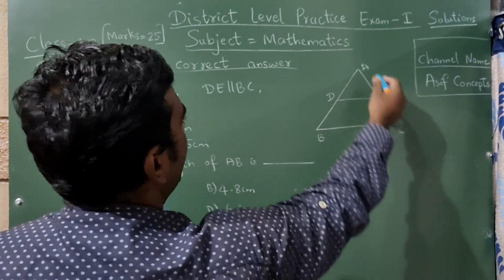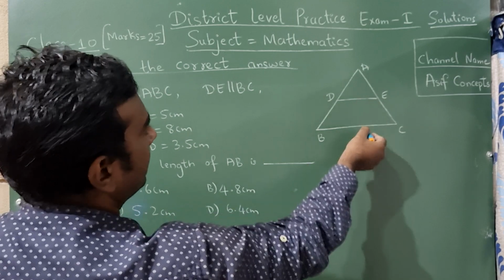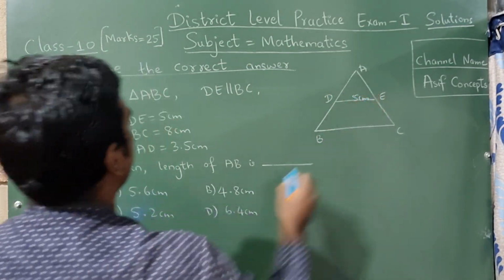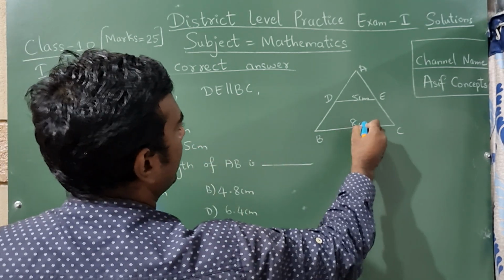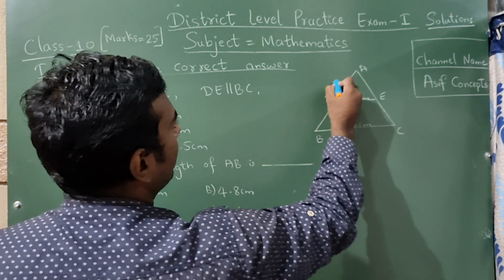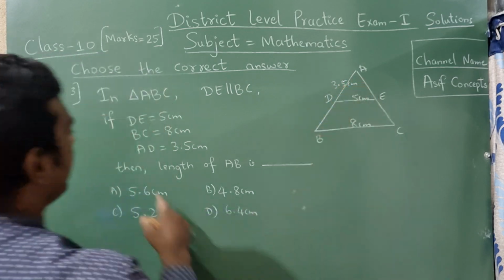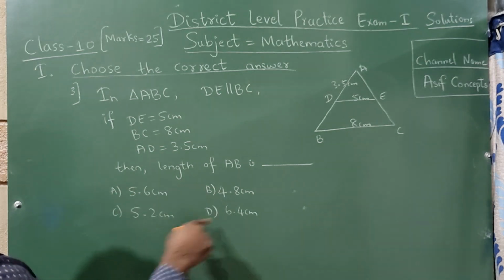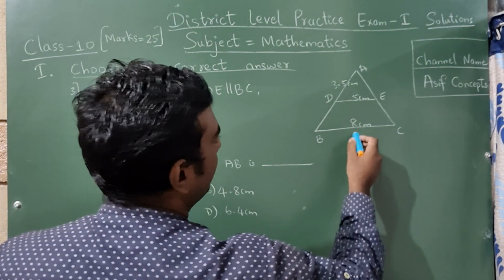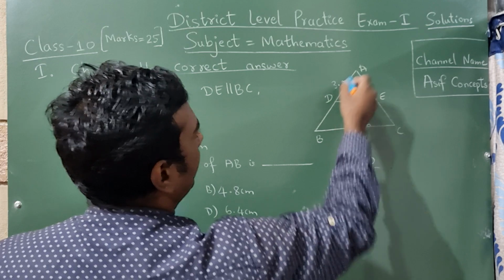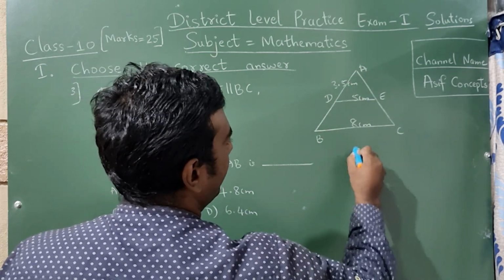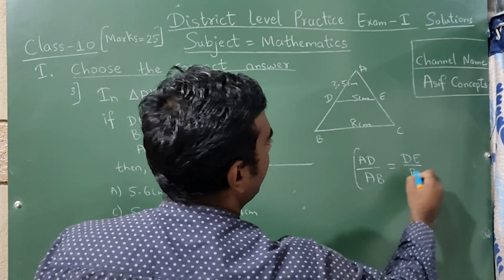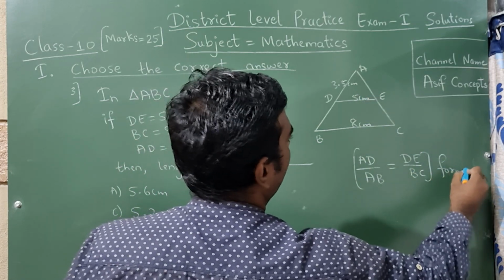In triangle ABC, DE is parallel to BC. If DE is 5 centimeter, BC is 8 centimeter, and AD is 3.5 centimeter, then the length of the AB is how much? So there are 4 options here. There is a formula to solve this. That is AD divided by AB is equal to DE divided by BC. So this is the formula.